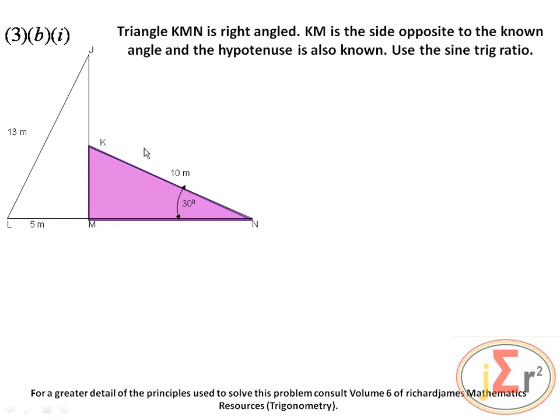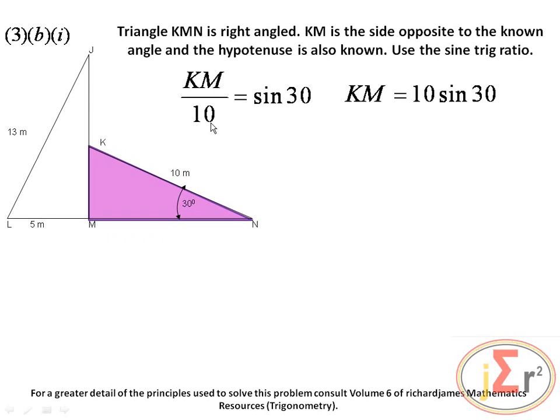So, we will have KM over 10, and that will be equal to sine of 30. Or we may have sine 30 equal to KM over 10. But quite likely, KM over 10 is equal to sine of 30. We are dividing by 10 on this side, so multiplying on the other side we have KM is equal to 10 sine 30. Sine 30 of course is equal to 0.5, so we have 10 times 0.5, which is equal to 5 meters.